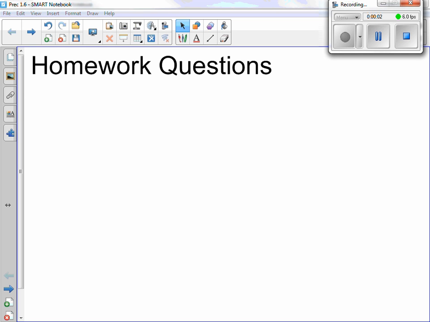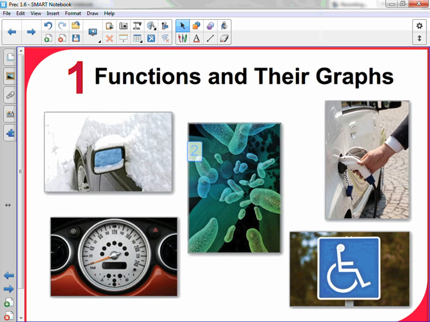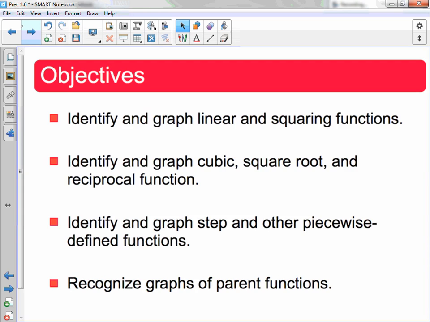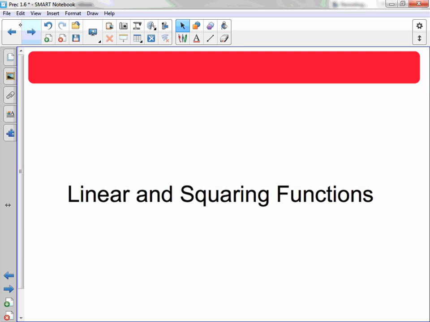All right, guys, so what we're looking at today is chapter 1.6, a parent library of parent functions. So we'll be talking about a few different things when we look at this here: identifying graphs, how they work, how they look, just some different properties of them.